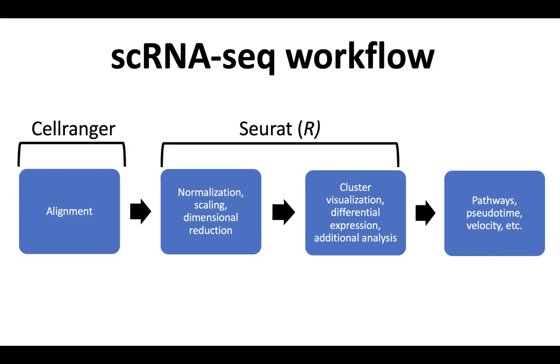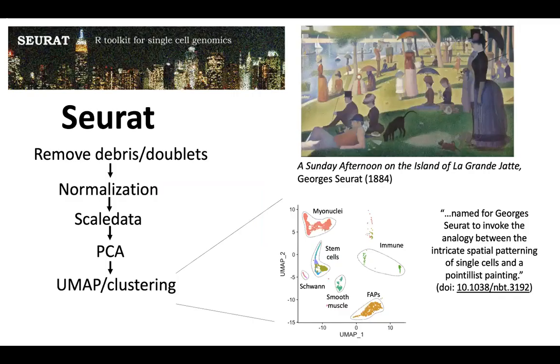sequencing experiments. So Seurat is a program that was developed in California, at the Satija Lab, and they named it Seurat after a painter, Georges Seurat, from the 1880s. And this is an example of one of his paintings up here.